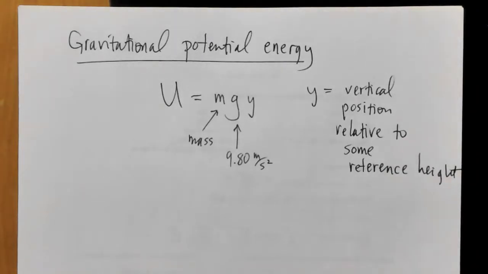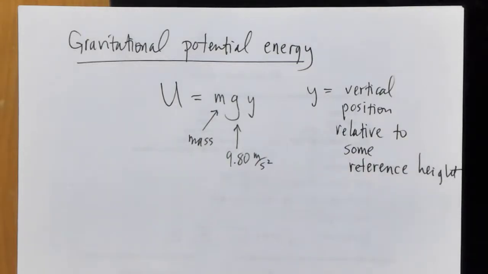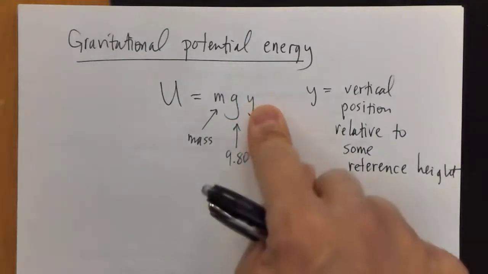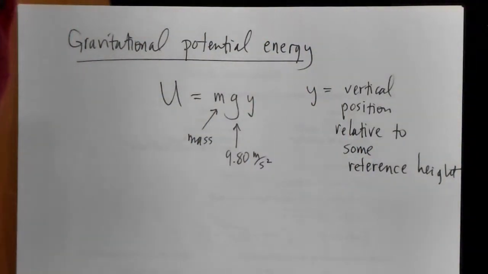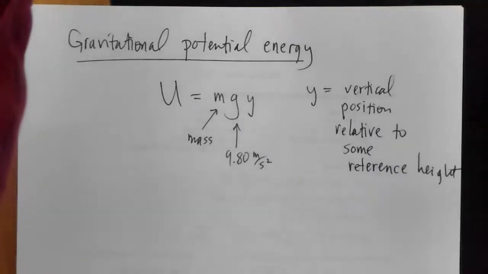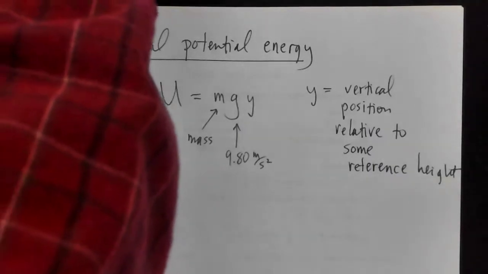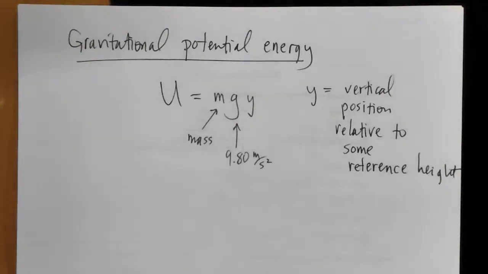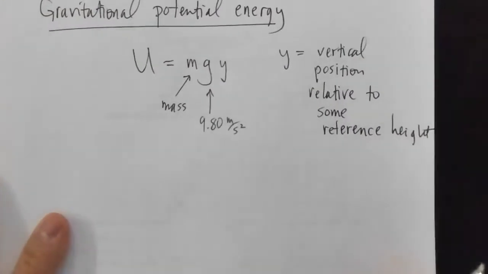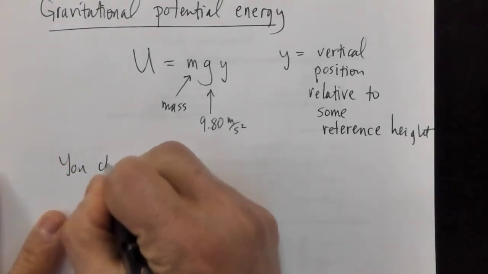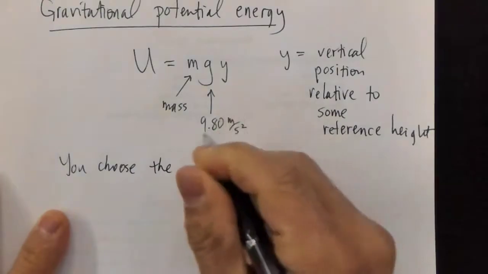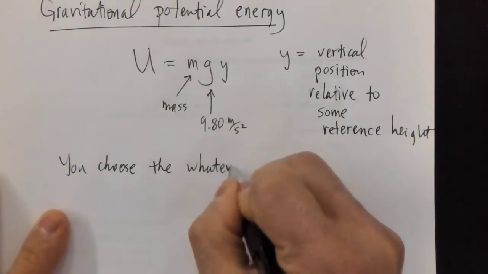Okay, so for example, in this classroom, I could take this tabletop as y equals 0. Or we could take the floor to be y equals 0. You can choose where you want y to be 0. It's going to change the value of U, but it's not going to change any of the things we do with U. With U, we're going to talk about differences in potential energy, and so the reference height won't matter. So let me write this out. You choose the reference height, whatever reference height you want.